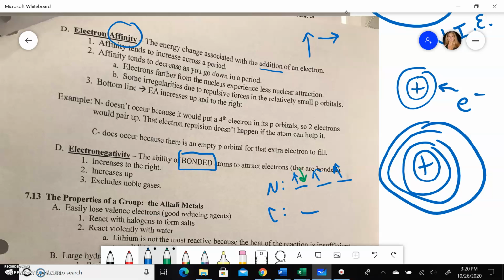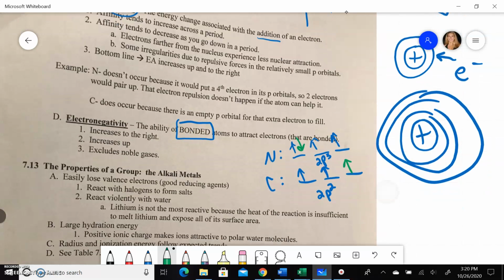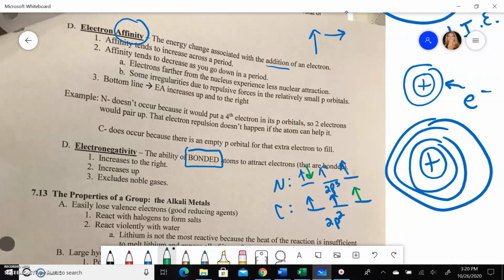Whereas for carbon, nitrogen was 2p3, carbon is 2p2, and so carbon has room for another electron. So if carbon is trying to attract an electron, there's space for that extra electron right there. And so there are some exceptions to the rules based on electron repulsion. In general, both of these are going to increase up and to the right.